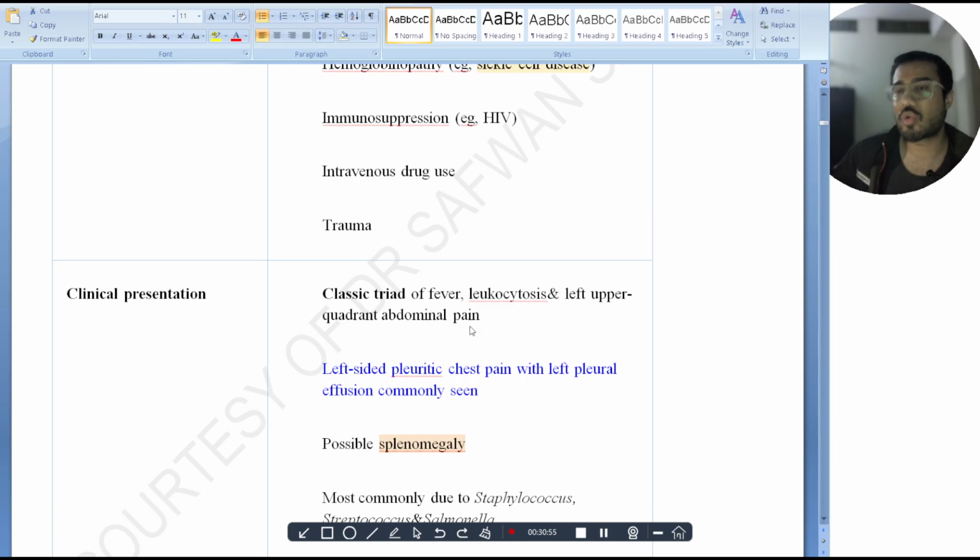So if they ask you a question in a scenario like the one I just presented to you, and ask you what is the next best step, the next best step is give high dose antibiotics and do a splenectomy. That is the only way you're going to get rid of it.